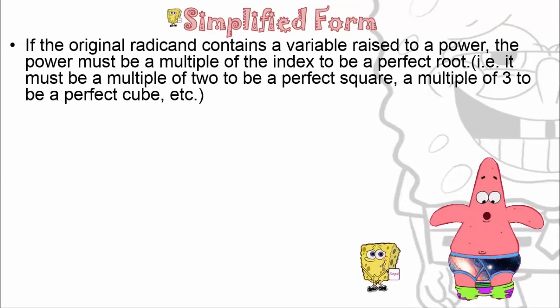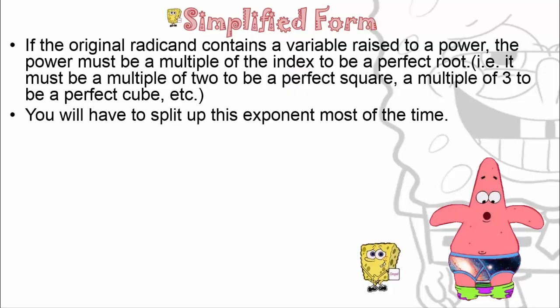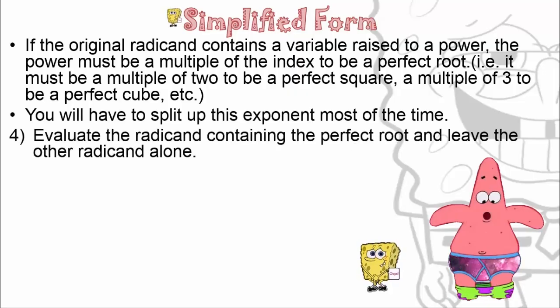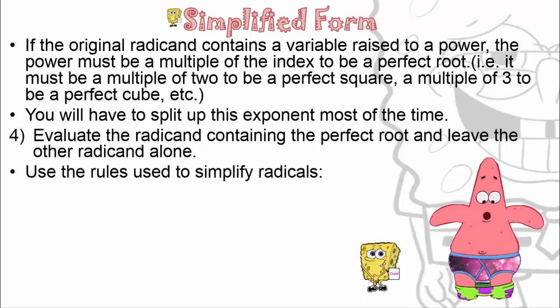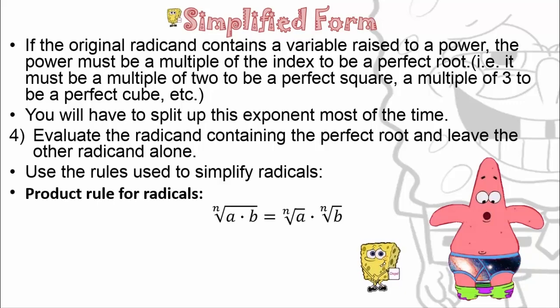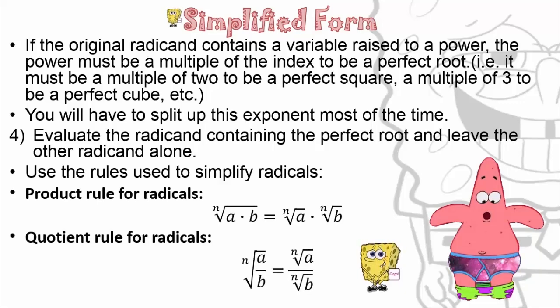If the original radicand contains a variable raised to a power, the power must be a multiple of the index to be a perfect root. For example, it must be a multiple of 2 to be a perfect square, a multiple of 3 to be a perfect cube, etc. You will have to split up this exponent most of the time. Evaluate the radicand containing the perfect root and leave the other radicand alone. Use the rules used to simplify radicals. Remember, we went over the product rule earlier in this lesson and the quotient rule.